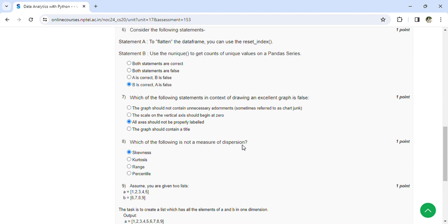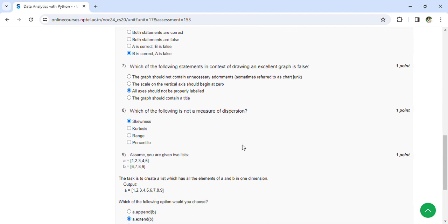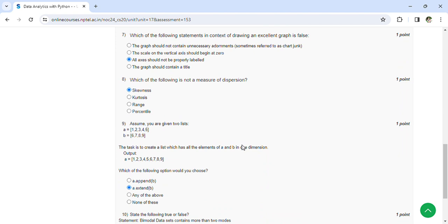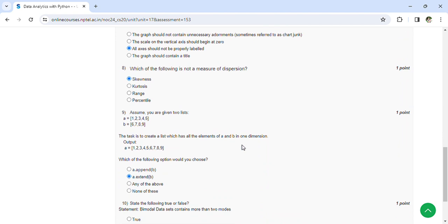Which of the following is not a measure of dispersion? Skewness. Assume you are given two lists, A: 1, 2, 3, 4, 5 and B: 6, 7, 8, 9. The task is to create a list which has all the elements of A and B in one dimension. So here A.extend(B) gives all the elements of A and B.